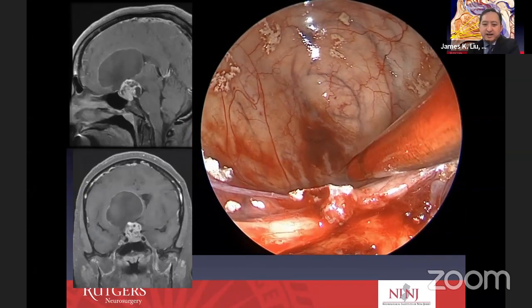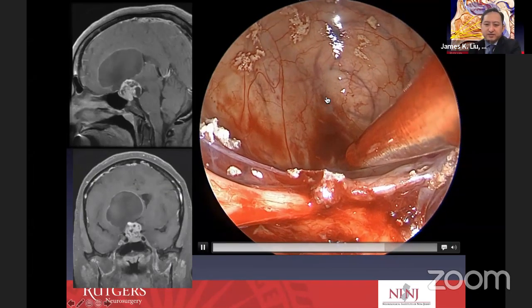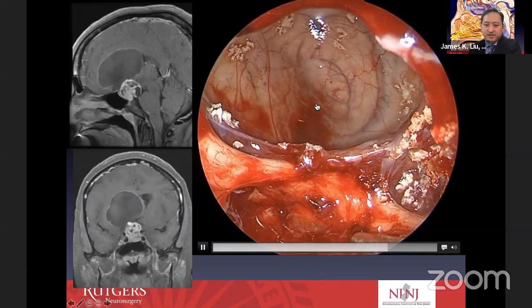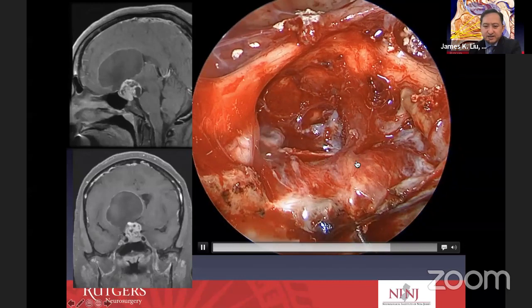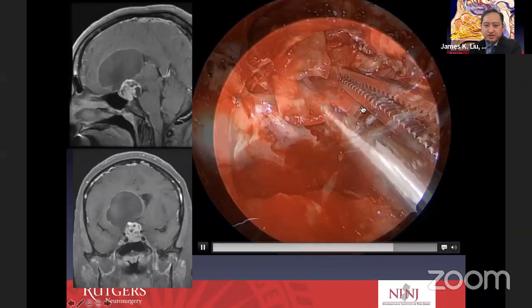Now we'll inspect. Now I've determined that the cyst wall here is going to be too difficult to remove. It's actually quite risky and quite deep. So I'm going to leave this cyst wall behind, but it's nicely fenestrated into the chiasmatic cistern. The stalk and the chiasm have been nicely preserved.